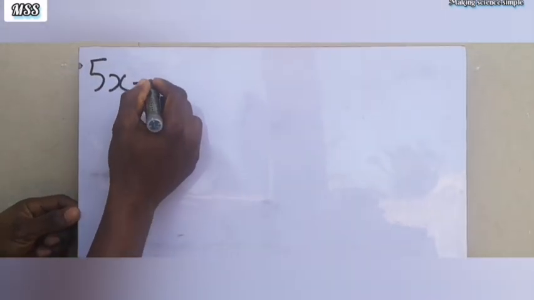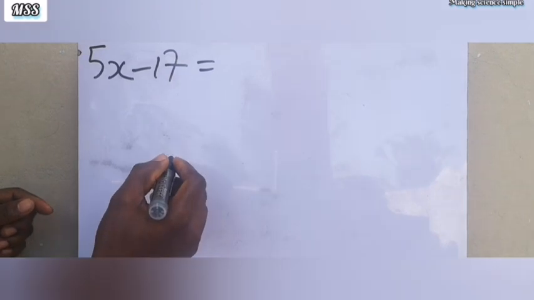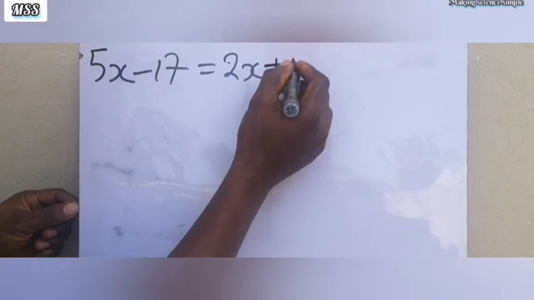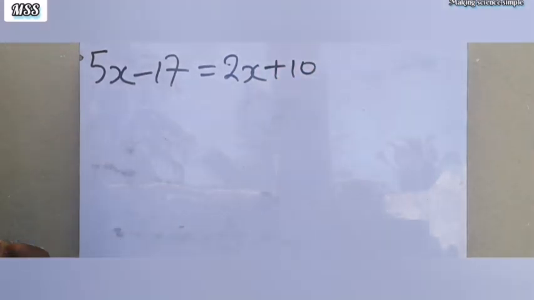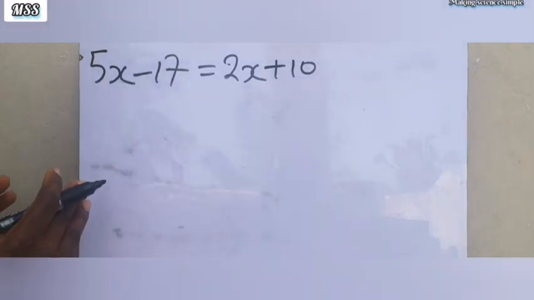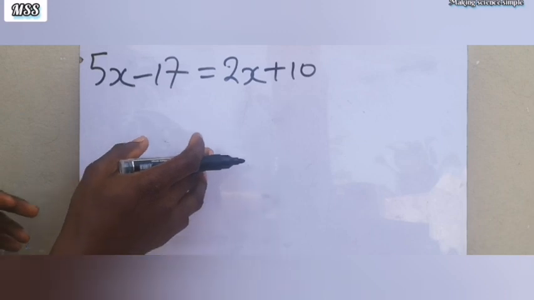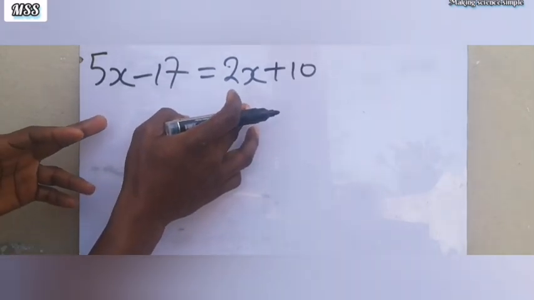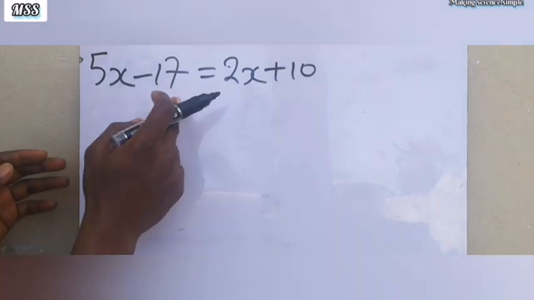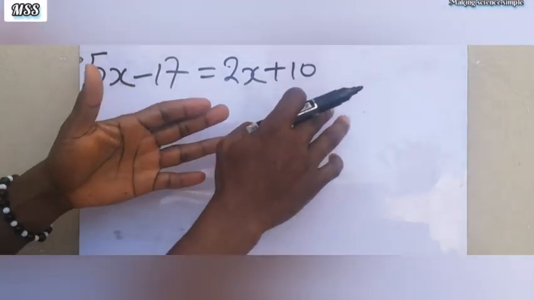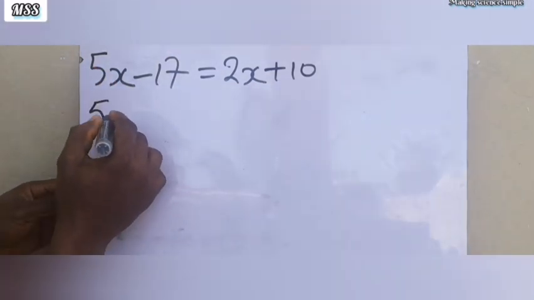Okay, let's take the first one. 5x minus 17 is equal to 2x plus 10. Now we are going to collect terms. For those that look alike, we'll keep them on one side of the equation. We are collecting all the variables, and the variables will come over this side. Now x is coming here because this is the part where we have the higher value of x, and 17 is going that side. So now 5x is already here.